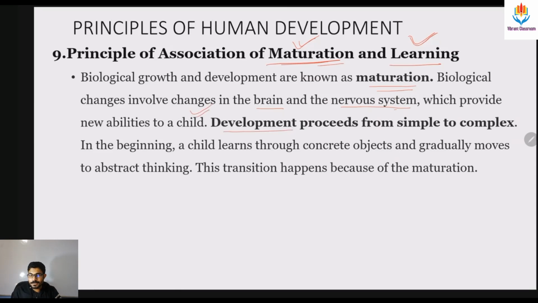But development proceeds from simple to complex. You remember, development is a complex concept, and it proceeds from simple to complex. In the beginning, a child learns through concrete objects and gradually moves to abstract thinking. For example, the subjects present in our elementary stage, that means at the primary stage, class 1 to 5, are generally very related to daily life.